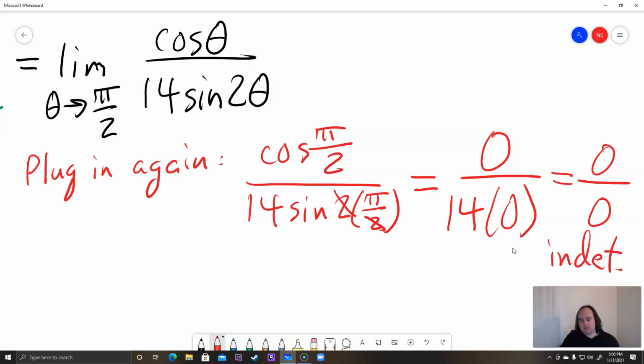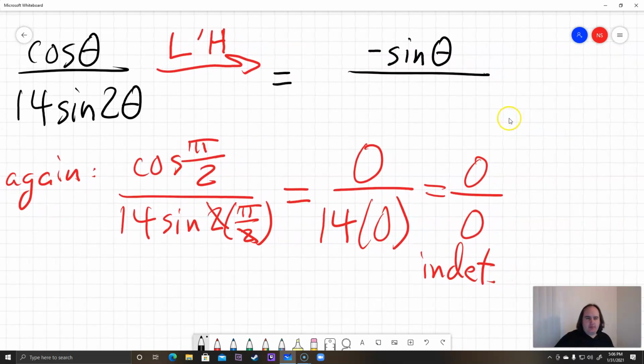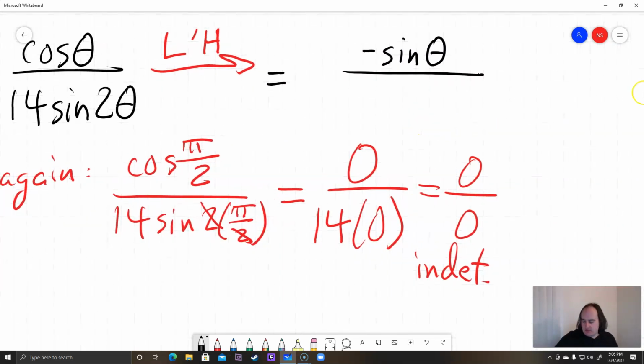So what does that mean? Well, that means we just do L'Hopital's once more. So we're going to go ahead and do L'Hopital's a second time. So take the derivative of the top and the bottom. On the top, the derivative of cosine of theta is going to be negative sine of theta. And then on the bottom, we're going to have to use the chain rule again. 14 is a constant, so it stays out front. And then the derivative of the outer function sine is positive cosine. So it's going to be 14 times positive cosine of 2 theta.